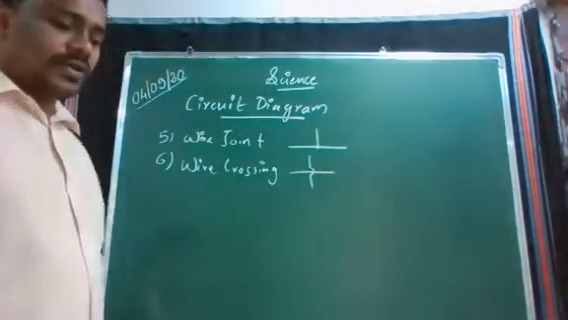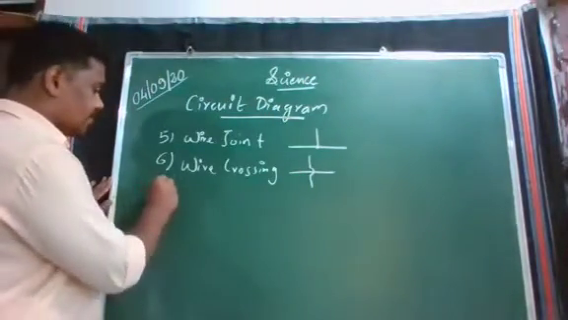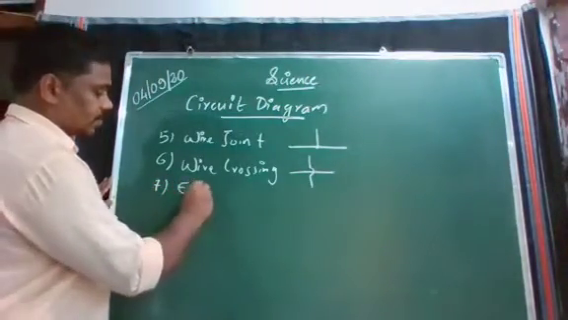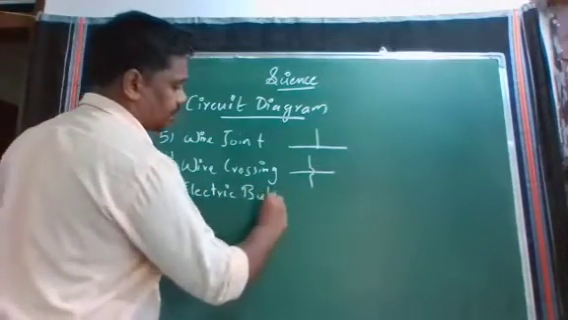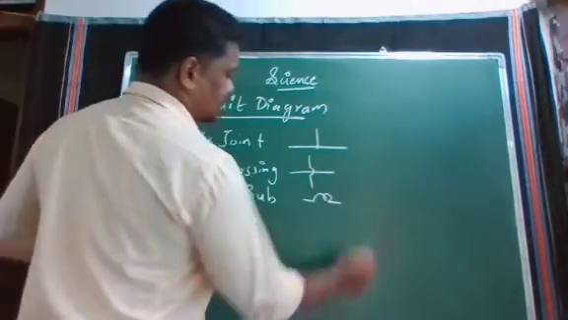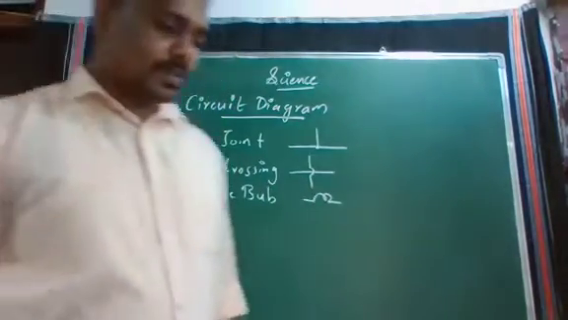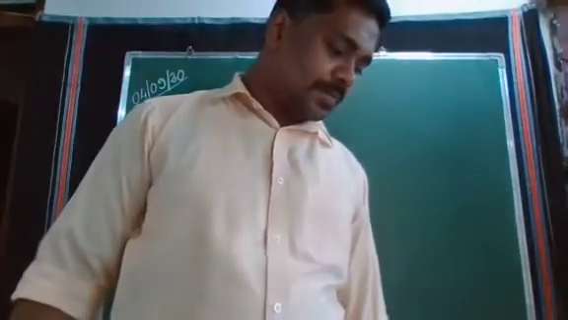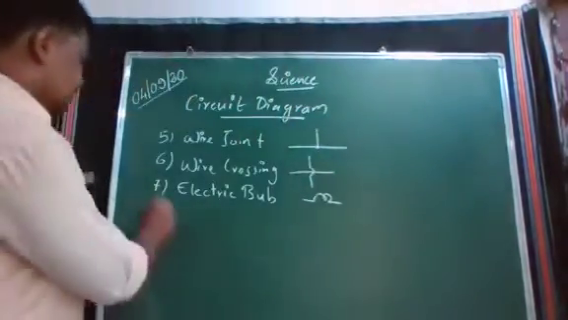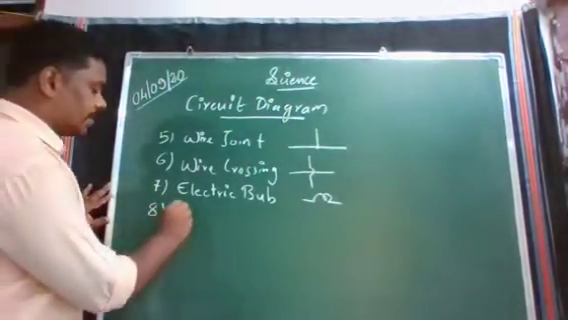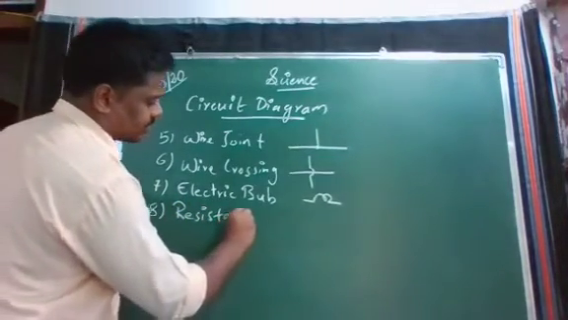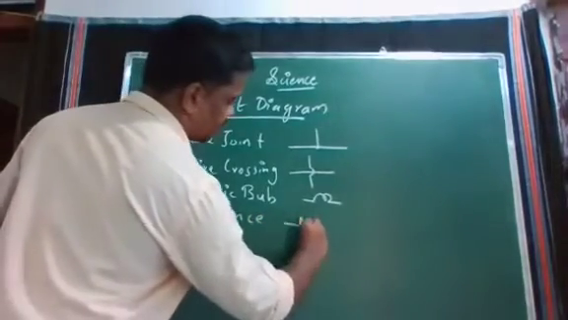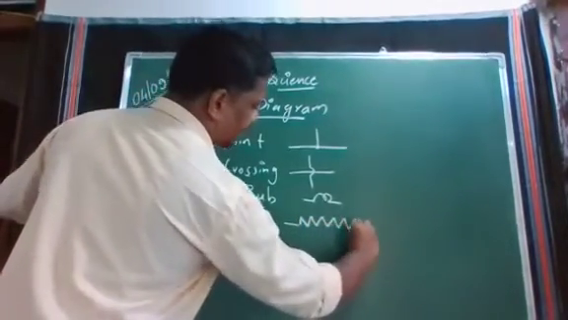Then electric bulb. We know that. How will we draw? Like this. Electric bulb. Then resistance. How will we draw? This is a resistance or resistor.